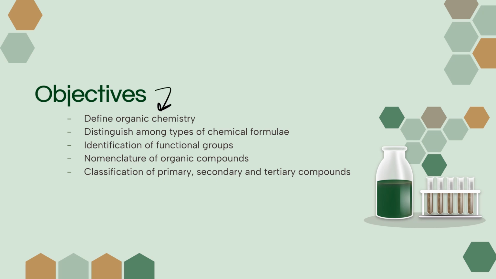We're going to define organic chemistry. We're going to talk about different kinds of chemical formulae that we use to represent organic molecules. We're going to look at lots and lots of functional groups in organic compounds. We're going to talk about the nomenclature of some of those organic compounds. And we're also going to classify some compounds as being primary, secondary, or tertiary.